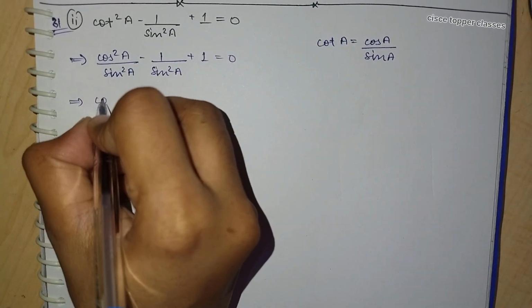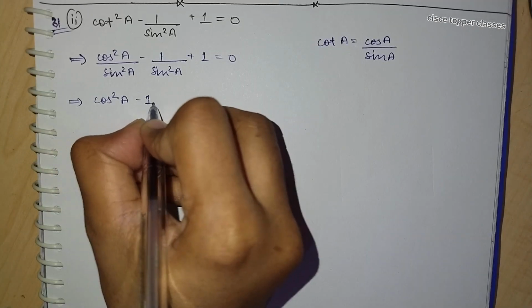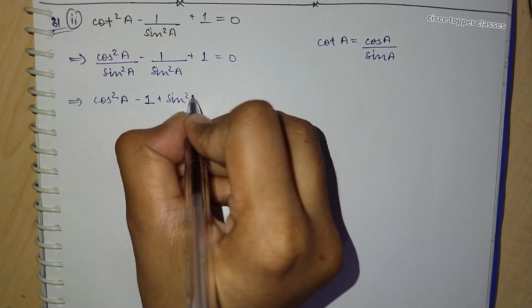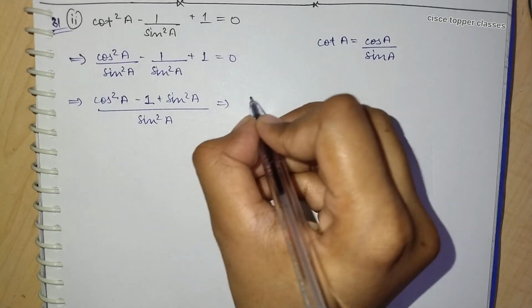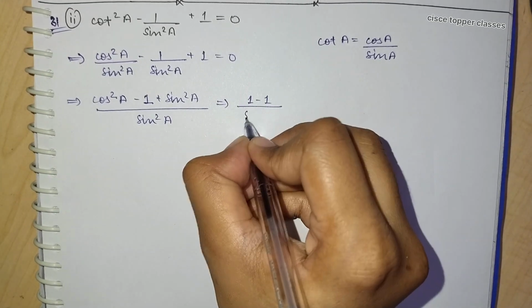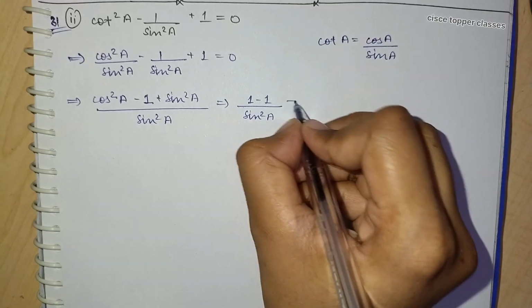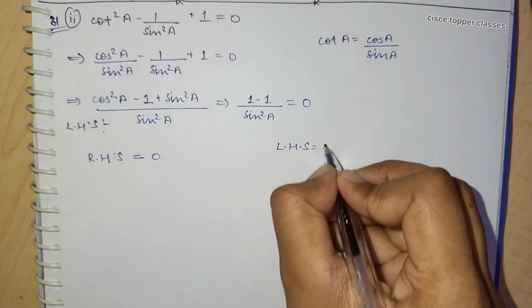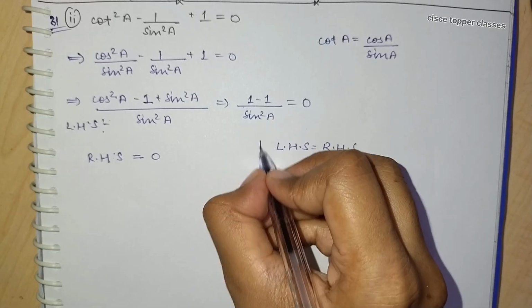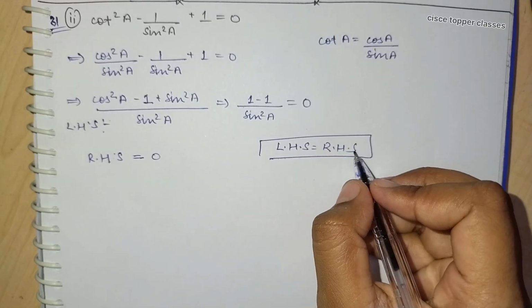0. So we can write cos square A minus 1 plus sin square A divided by sin square A. So on solving this, this will be 1 minus 1 divided by sin square A. So it will be 0. So the LHS part here is 0 and the RHS part is given to us as 0. So hence proved that LHS is equal to RHS, and this is only what we have to prove in this question. Hence proved in 31 second part. Let's solve 31 third part.